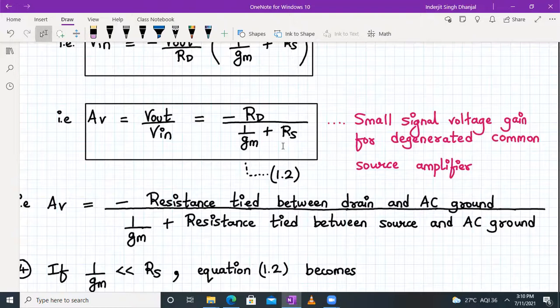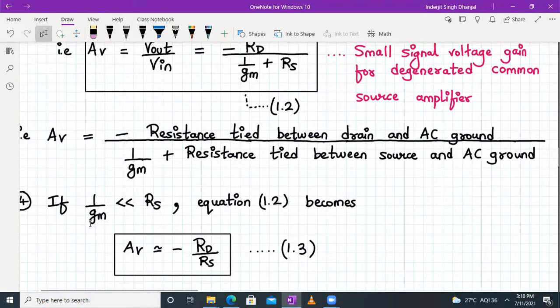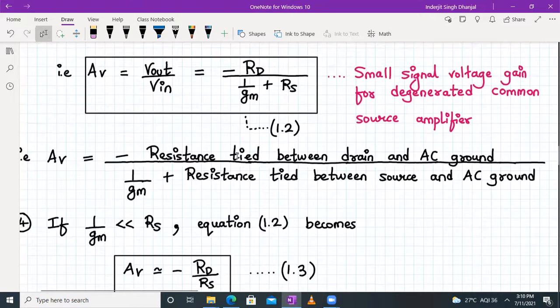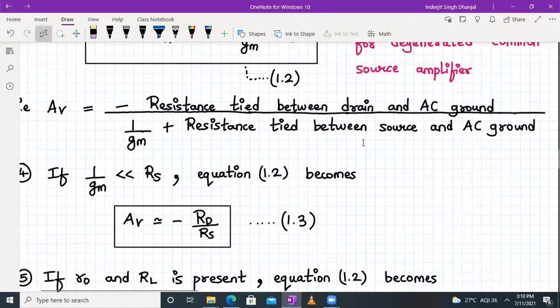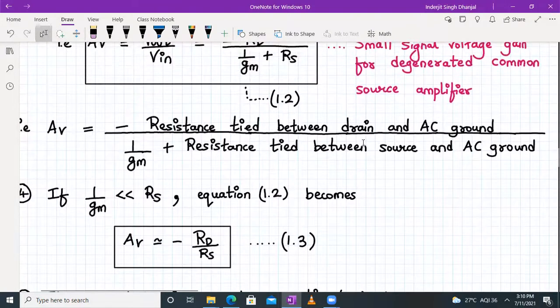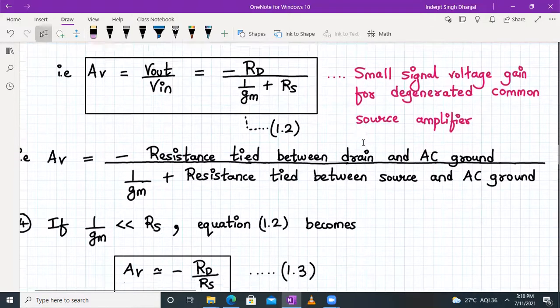Minus Rd divided by 1 upon Gm plus Rs. That is given by 1.2. Now, if we consider 1 upon Gm, which is a very low value, even lesser than Rs, then your equation number 1.2 becomes AV is equal to minus Rd upon Rs. So that means gain is dependent upon the ratio of resistances. That is, it is more stable. So the small signal voltage gain is more stable for a degenerated common source amplifier.